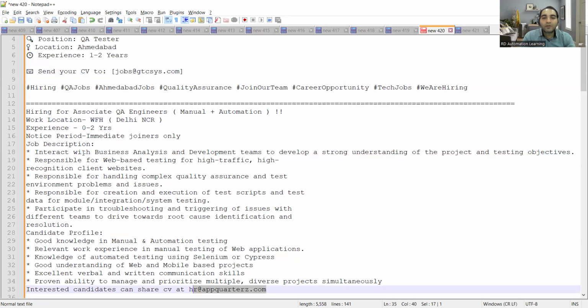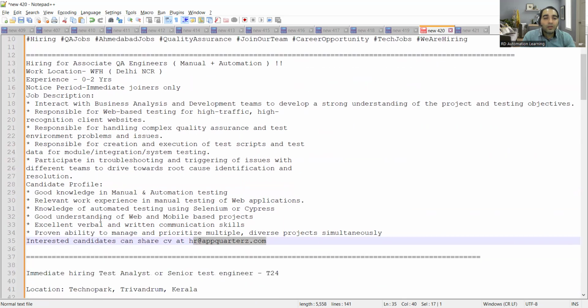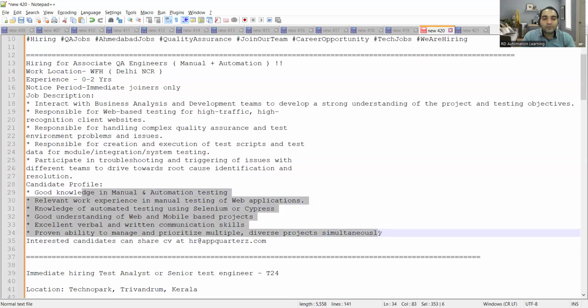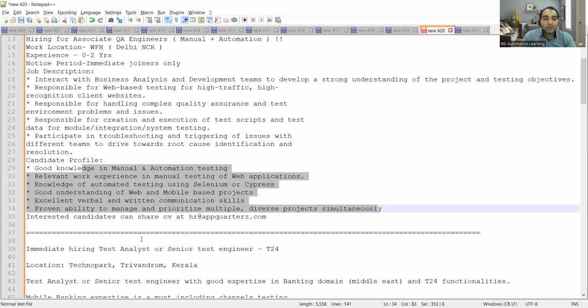So they want someone who can interact with business analysts, someone who is responsible for web-based testing, responsible for handling complex quality assurance and test environment problems and issues, then someone who is responsible for creation and execution of test scripts, someone who can participate in troubleshooting and triaging of issues with the different teams to drive root cause. And this is the candidate's profile.